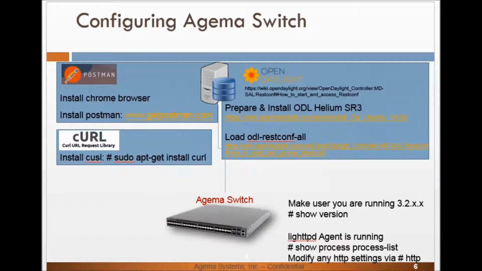On the management end, you can use Open Daylight with pre-installed ODL Helium SR3, and then load the RESTconf ODL add-ons. In my case, for visibility and user interface, I'm using the Chrome Postman because it has a pretty interface that shows what is being sent and what is being received. More generally, you can use curl on the command line so you could script what you are trying to do.